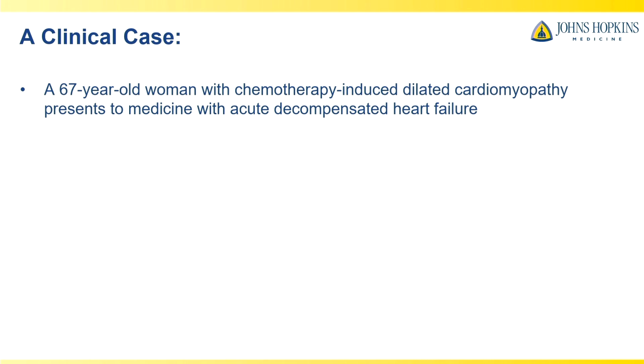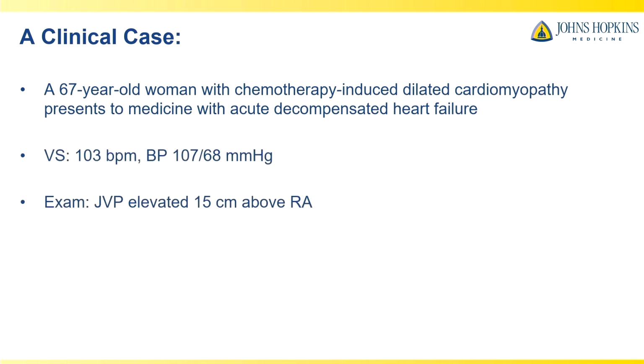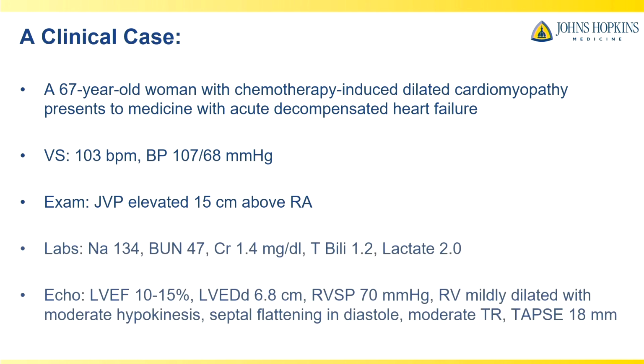So we have a clinical case of a 67-year-old woman with chemotherapy-induced dilated cardiomyopathy. She lands on the medicine floor with acute decompensated heart failure. The story will be very familiar to many, but her heart rate is notable for being a little tachycardic and sinus. Blood pressure a little low, 107/68. On examination, her JVP is elevated, and labs show a little bit of renal dysfunction, a little bit of a T-bili. The lactate is kind of borderline detectable.